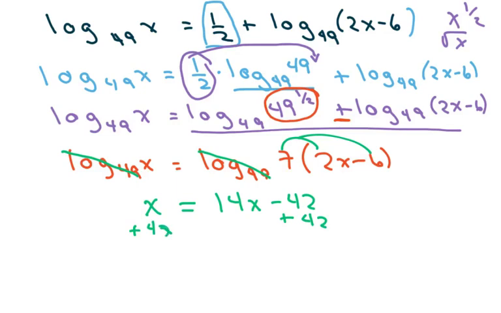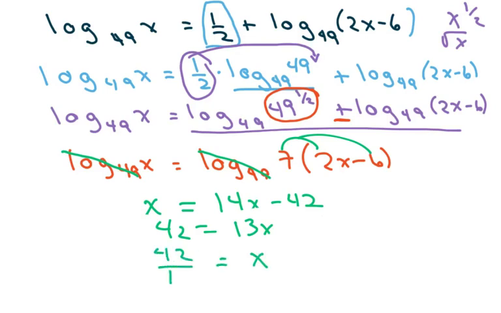Well, I'm just moving things around. So basically, I'm going to move the x over here, so that's going to give me 13x. I'm going to add the 42, and I get 42. So x equals 42 over 13.